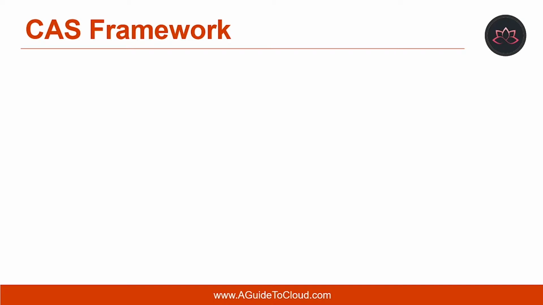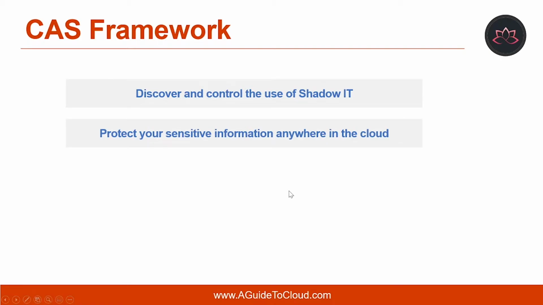First, let's look at how to discover and control the use of shadow IT. You can identify the cloud apps, IaaS, and PaaS services used by your organization, and you can investigate usage patterns, assess the risk levels and business readiness of more than 16,000 SaaS apps against more than 80 risk factors. Start managing them to ensure security and compliance. Second is to protect your sensitive information anywhere in the cloud. So understand, classify, and protect the exposure of sensitive information at rest, leveraging out-of-the-box policies and automated processes to apply controls in real time across all your cloud apps.